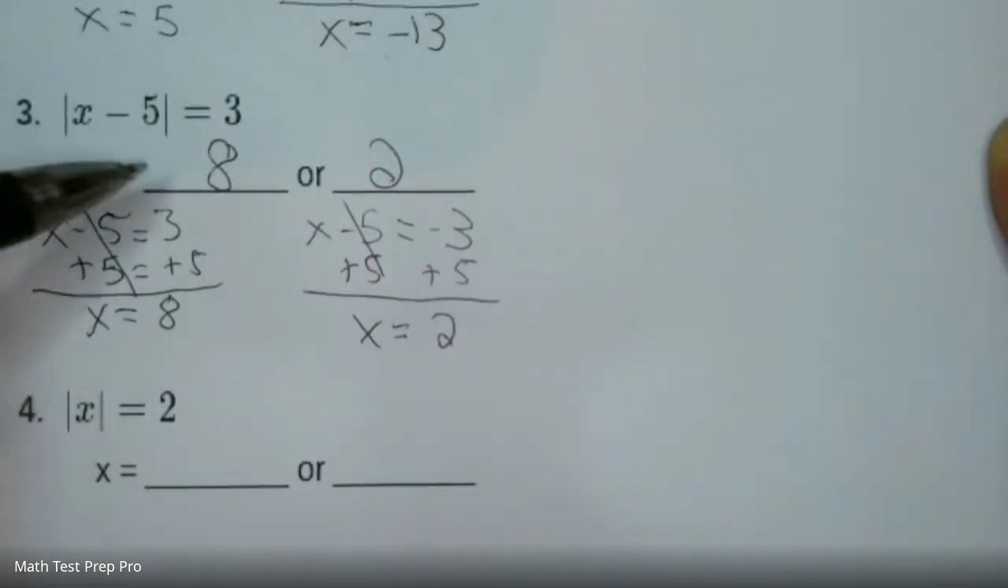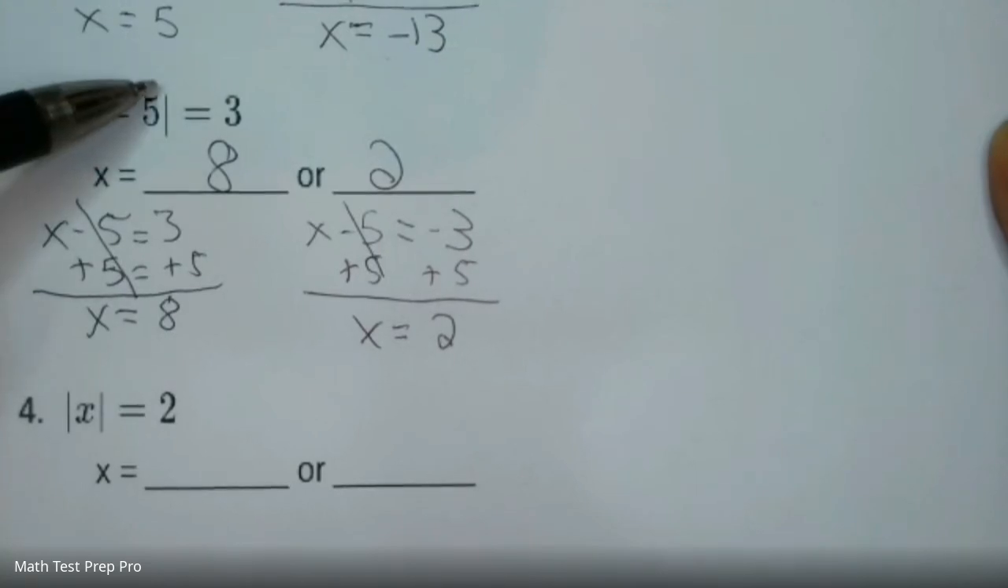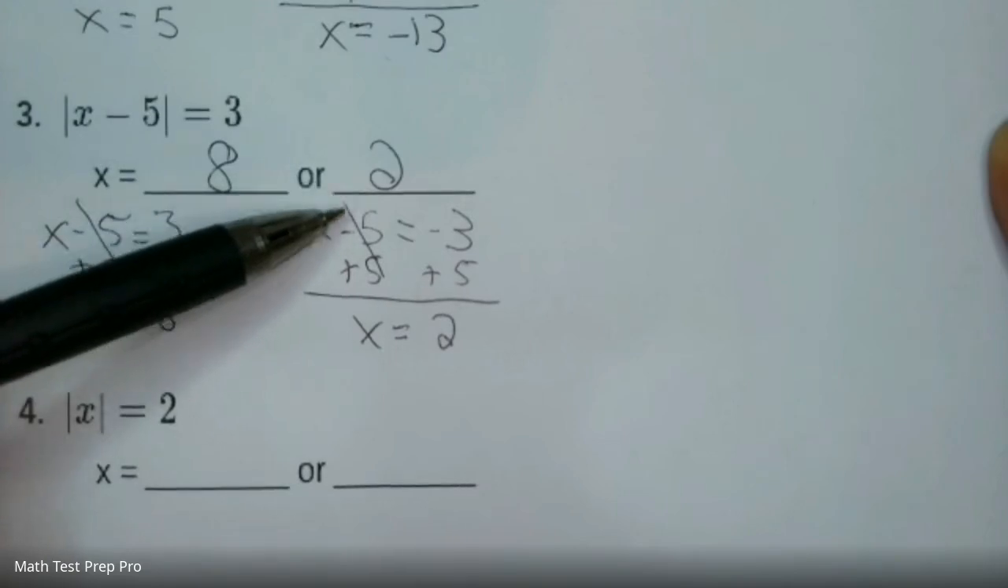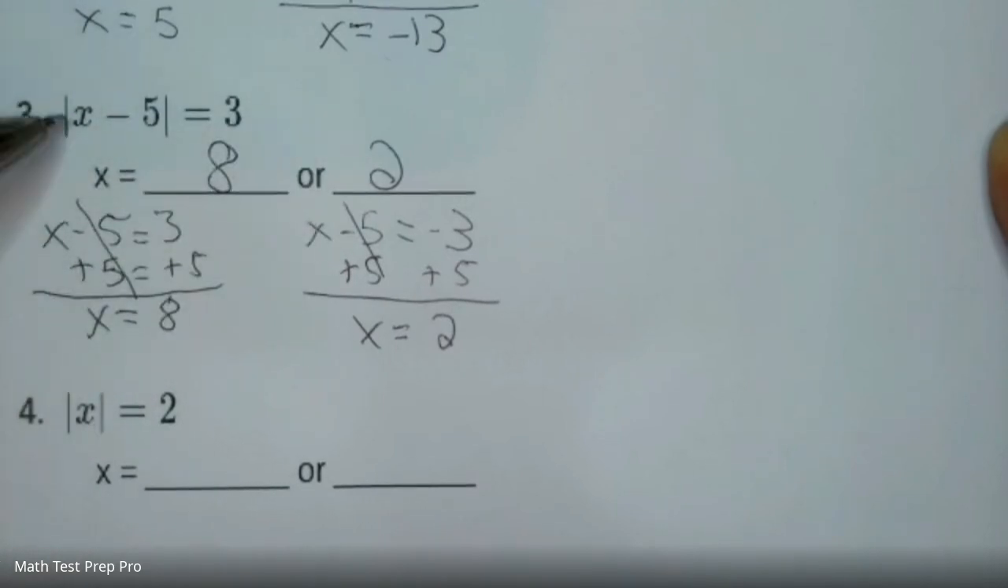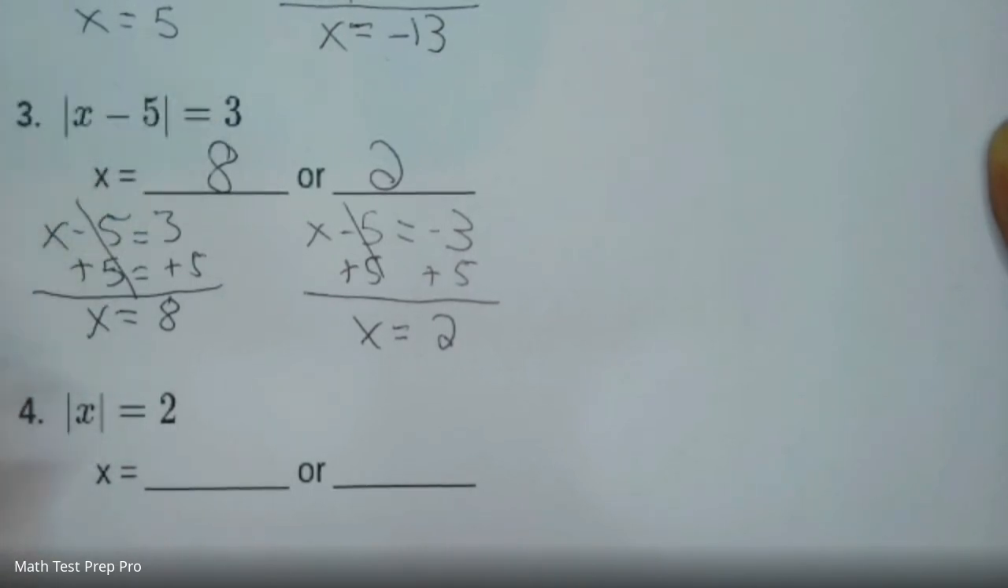And we're going to do some brain math over here. I'm going to plug in this 8 for x. 8 minus 5 is 3. Absolute value of 3 is 3, so it checks out. The number 2, plug that in for x. 2 minus 5 is -3. Absolute value of -3 is 3. So yeah, that works. 3 equals 3.